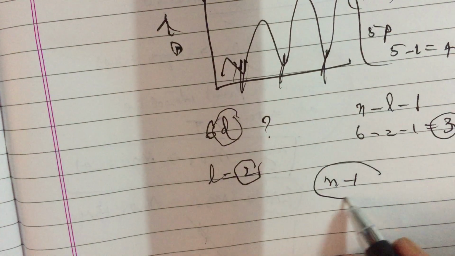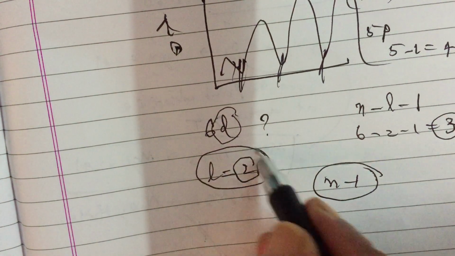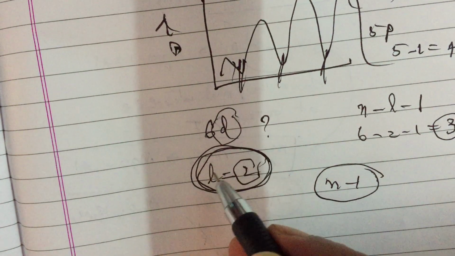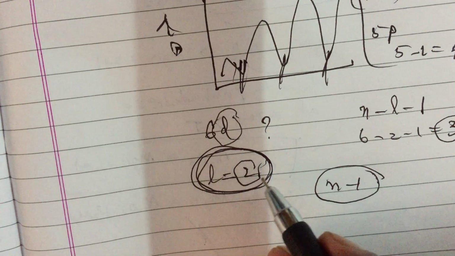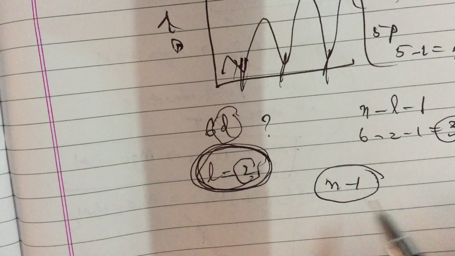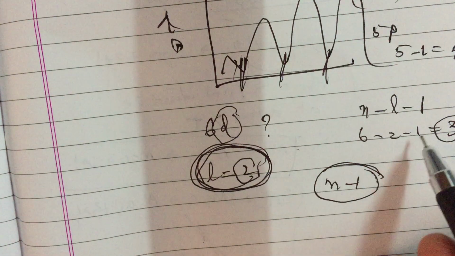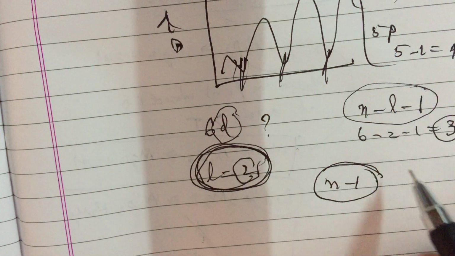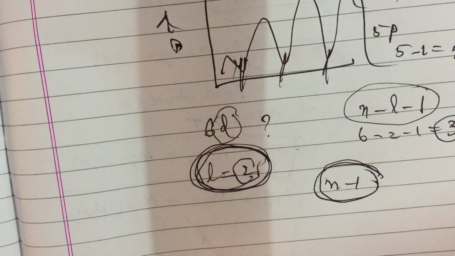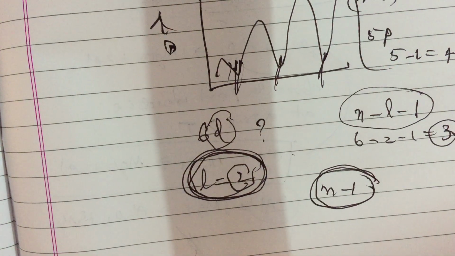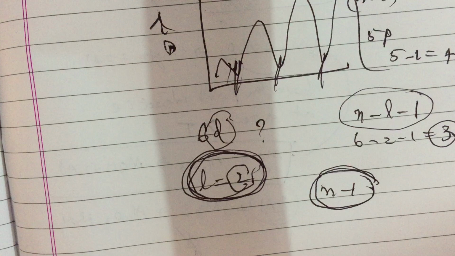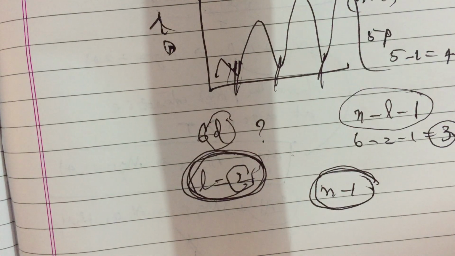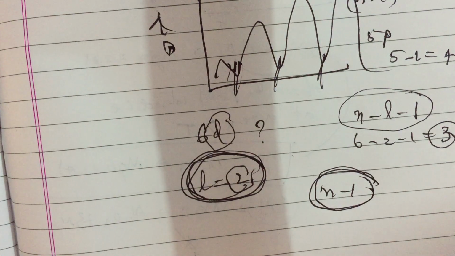So, there are 3 formulae I am pointing out. Nodal plane is a plane where there is no probability of finding an electron, given by the L value. Nodal region is given by n minus L minus 1, it is 3D. Total number of nodes is given by n minus 1. So, if you remember these facts, you can answer several questions. The acceptable values of psi are called eigen values or eigen functions.